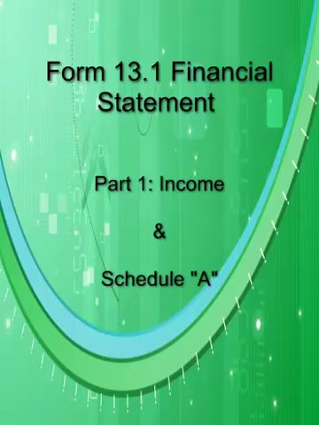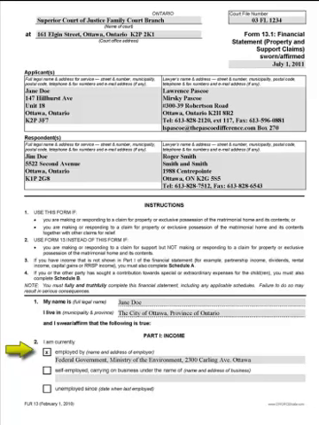This video is about income and therefore includes Part 1 of the financial statement as well as Schedule A. In the first box of Section 2, if an employee, put in an X and then give the name and address of your employer. If you are self-employed, put an X in the second box and then name the business. Or if you are unemployed, put an X in the third box in Section 2 and state when you were last employed.